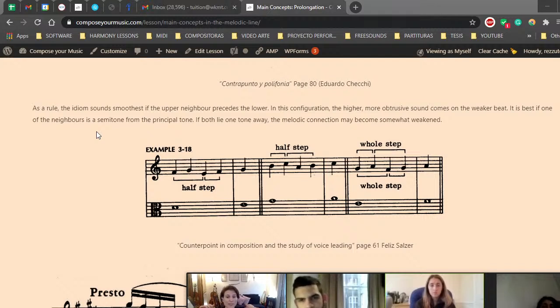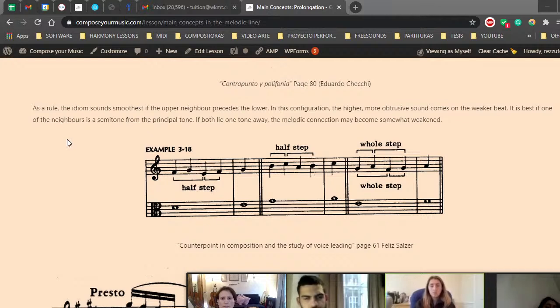So this is a fine-tuning in the species. Take into account, sometimes you can't. If one is a semitone and one is a tone, well, this is the best case scenario. Sometimes we can't, but try.